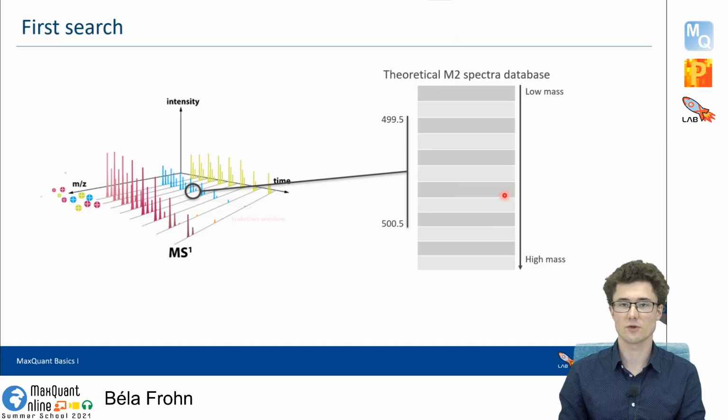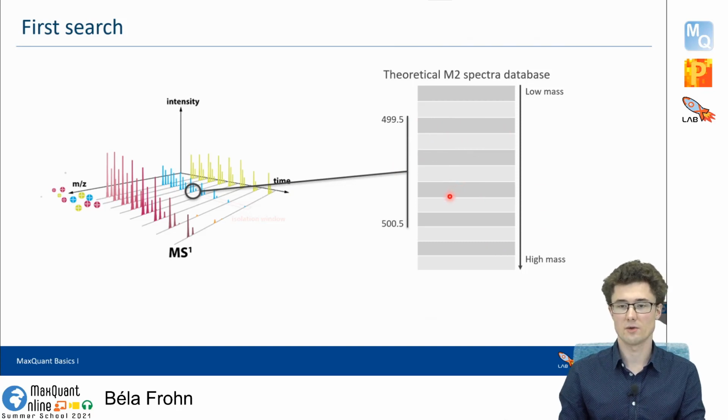And of course, this is very crucial. If we estimated a wrong mass here, then we look at a very wrong point in the database, or region in the database, so we won't find a good hit. So estimating the correct mass here is crucial to identifying the correct peptide from the database.